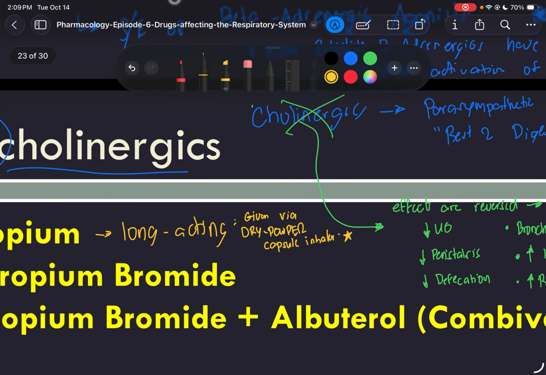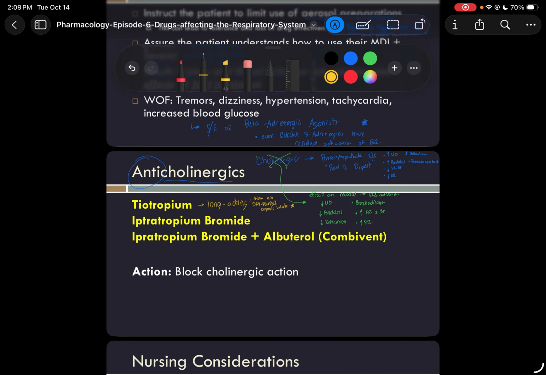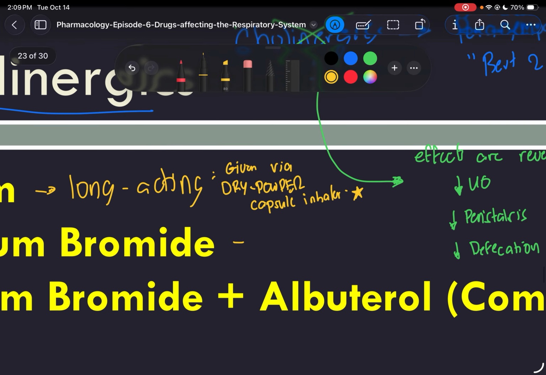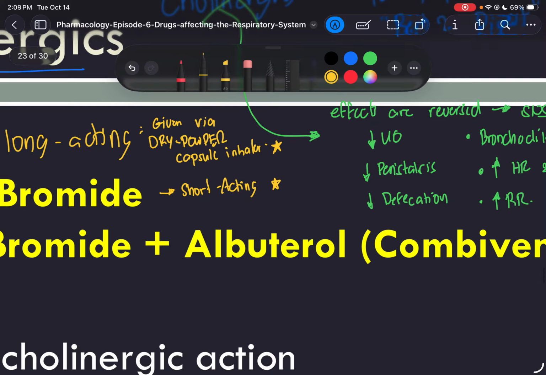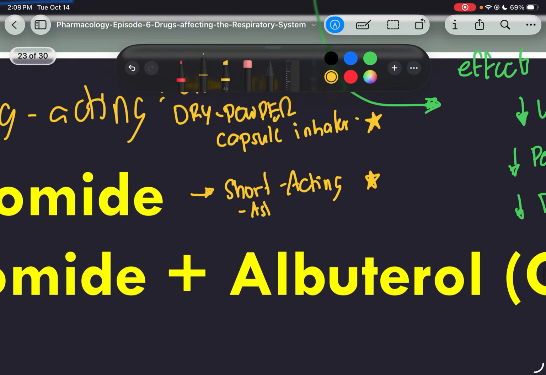We also have our ipratropium. This is short acting, no? Put it in the short acting class. Okay, this is short acting. Put a big star on that. Ipratropium bromide, no? This is commonly used for asthmatic conditions.